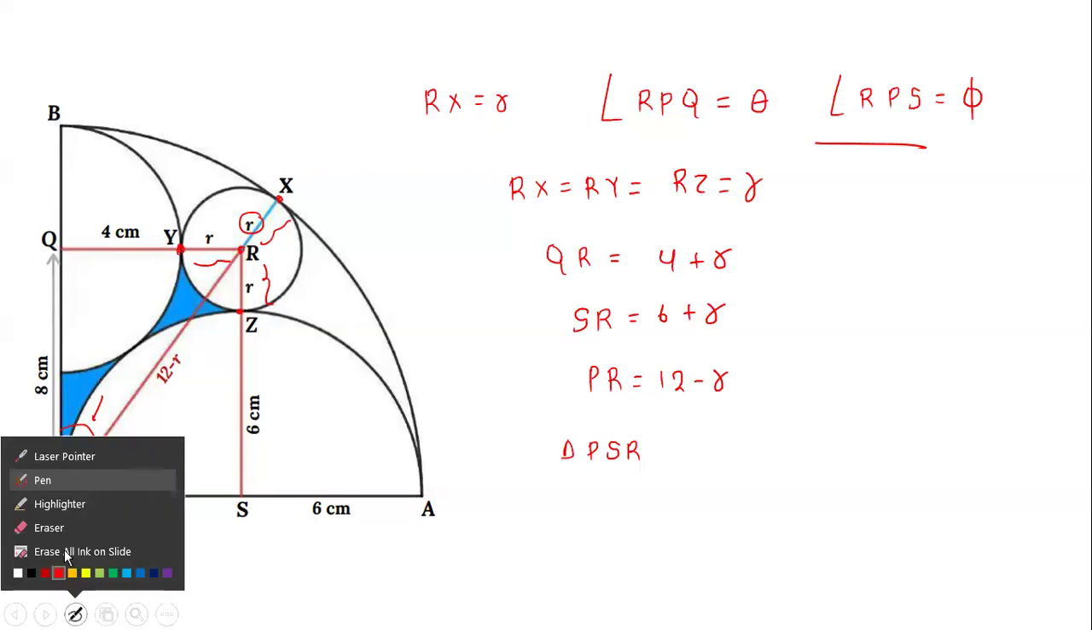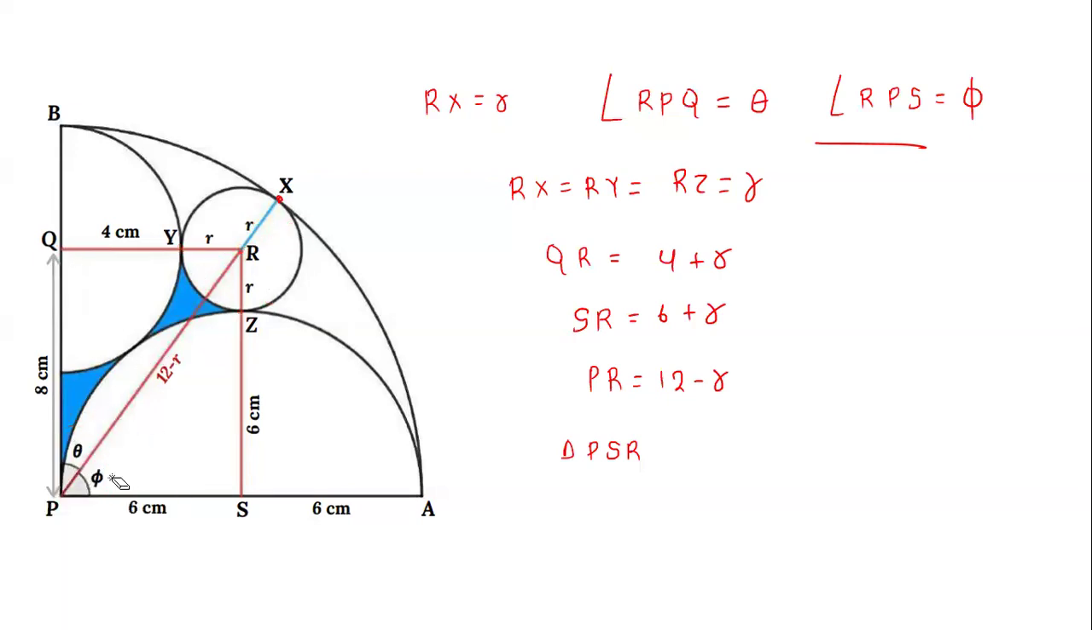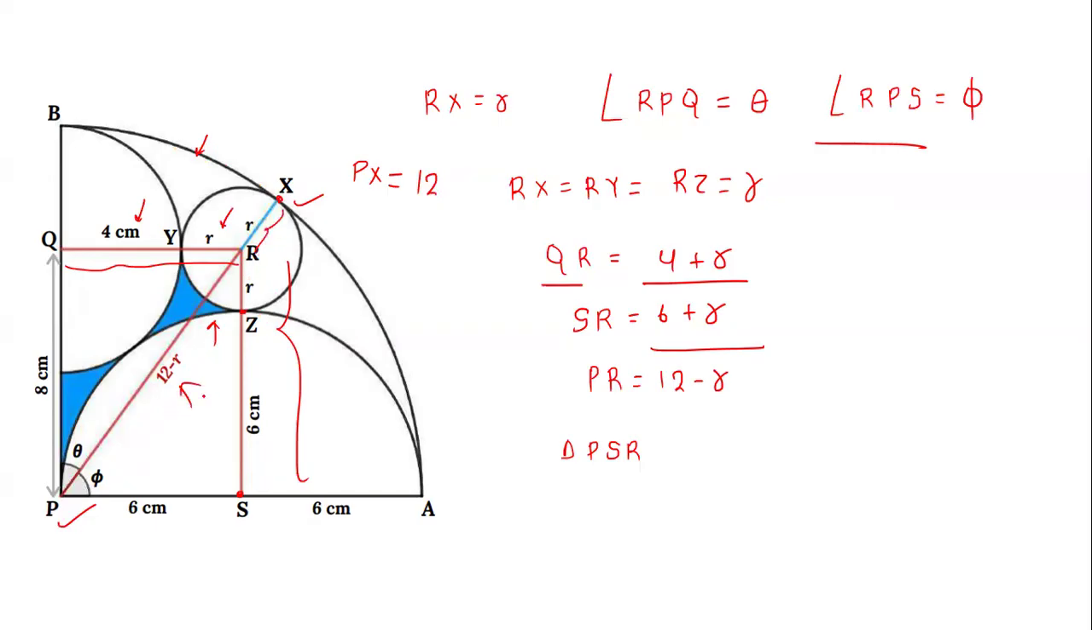So what you can see in this figure is that this QR distance is simply 4 plus r. For the SR distance, we know S to the point Z is the radius of this semicircle, which is 6, so this is 6 plus r. And for the PR distance, we know the PS distance, from the point P to the point X, is the radius of this bigger quarter circle, so it is 12. If you subtract this radius, this distance will become 12 minus r.